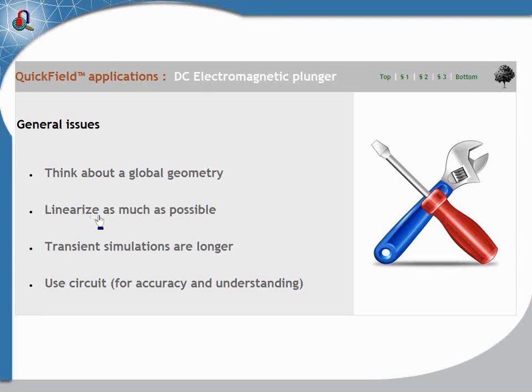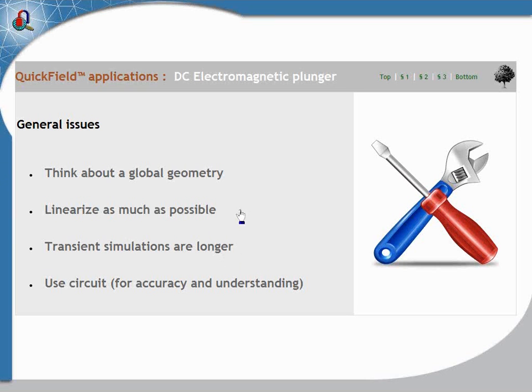You must think about linearization. Linearization, if you can do it, you will gain a lot of simulation time. Here, linearization is important only if the plunger never touches or is never in contact with the body, or else you have some saturation. And if you have some saturation, you have to use a non-linear model.